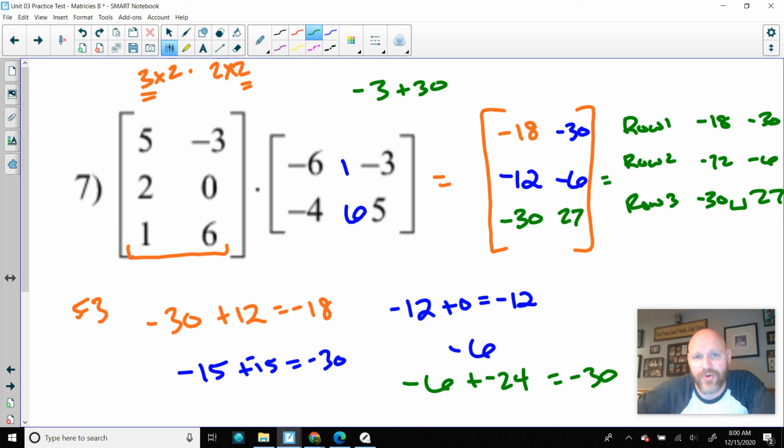The reason for that is because Google hasn't advanced enough for me to be able to use matrices in your Google form. So you just tell me what row 1 is. You tell me what row 2 is, row 3.